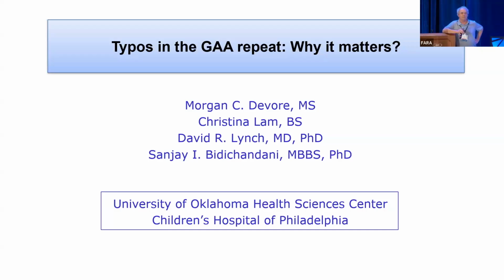It's my privilege to introduce Dr. Sanjay Bidichandani. And you know, I just love saying that name, so we're going to say it again, Bidichandani. You didn't realize it could also be a verb, but that's a different story. So Sanjay's still head of genetics at the University of Oklahoma Medical School. He's been a friend of mine for too numerous to count years.